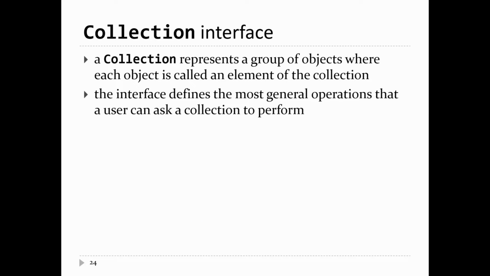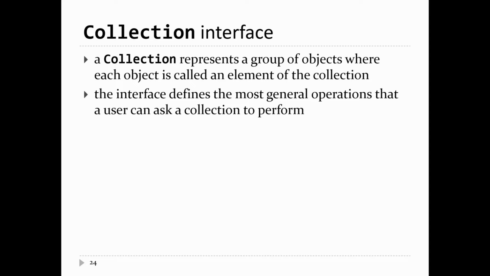Okay, so what's a collection? Well, a collection is just a bunch of stuff. There could be duplicate elements in the bunch of stuff. There may not be duplicate elements in the bunch of stuff. So a collection is just a group of objects where each object is called an element. And so the collection interface defines the most general operations that someone can ask a collection to perform.